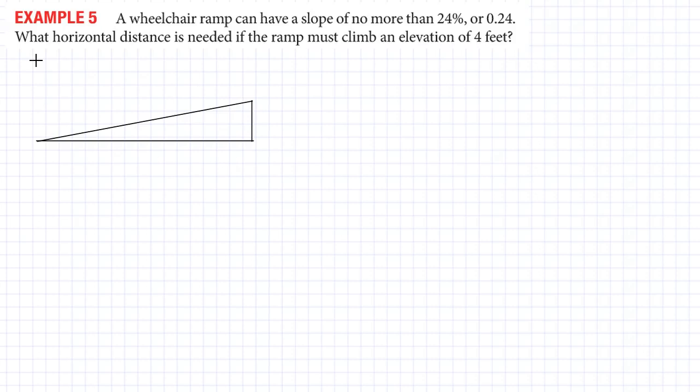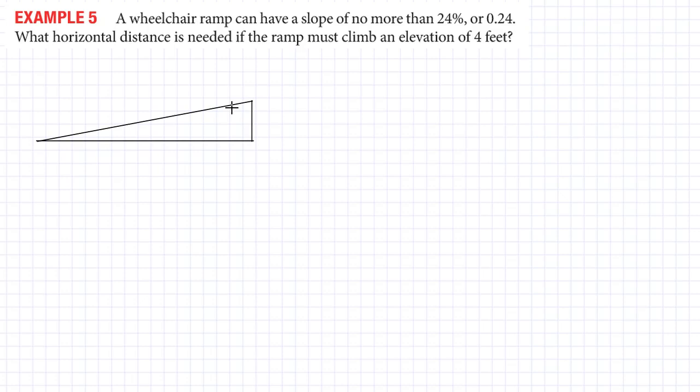Hi, here's our last couple of examples in this section. So one example of a situation where you have slope is in the form of a literal slope on a ramp. And there are regulations about what the slope of it can be. The slope must be less than 0.24.